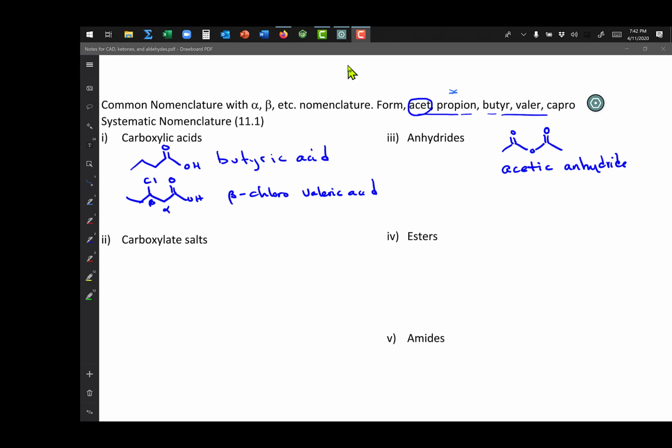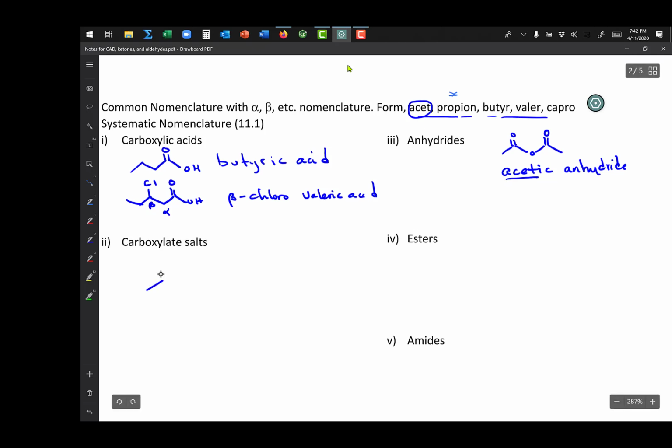So again, in carboxylate salts, all we've done in the common nomenclature is we still keep the stem of the name is what it's called, and then we change the suffix to ATE. So if I had, for example, this, again, this would be in the systematic nomenclature sodium ethanoate, because you put the metal in first. This would actually be called sodium, and it's acetic, so acetate. IC becomes ATE, so acetate. Again, very similar to the systematic nomenclature. We're just using these different stems to indicate the number of carbons.